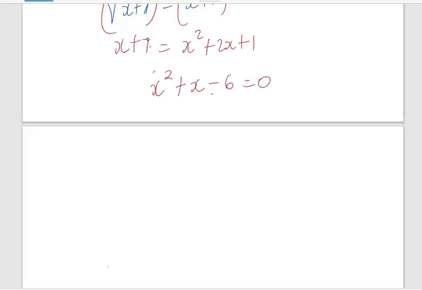Then we can do the factors. Okay, or you can use your quadratic formula, no problem. So I can say this is a plus 3, this is a minus 2.